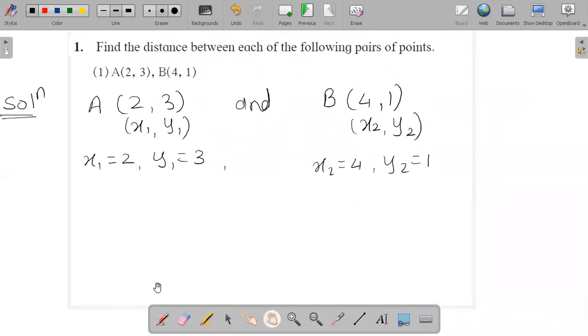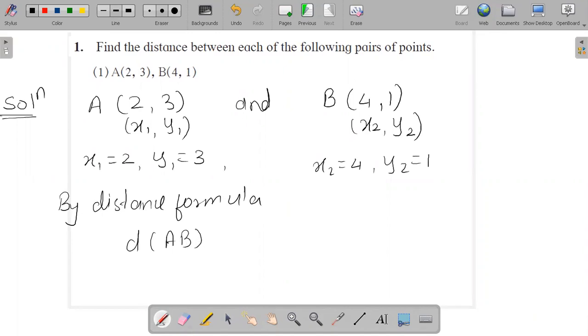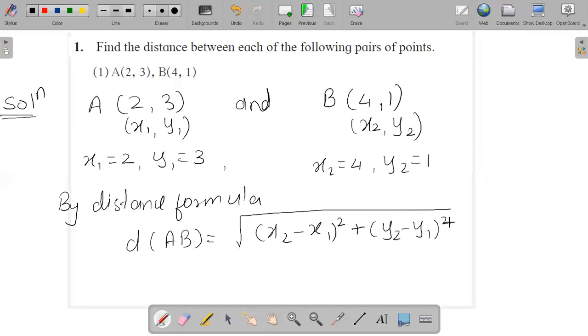Now we are using which formula? Distance formula. Make a point that you write it. So by distance formula, write the formula first. Whenever you're using the formula, make sure that you write it. The distance AB equal to under root of x2 minus x1 the whole square plus y2 minus y1 the whole square.